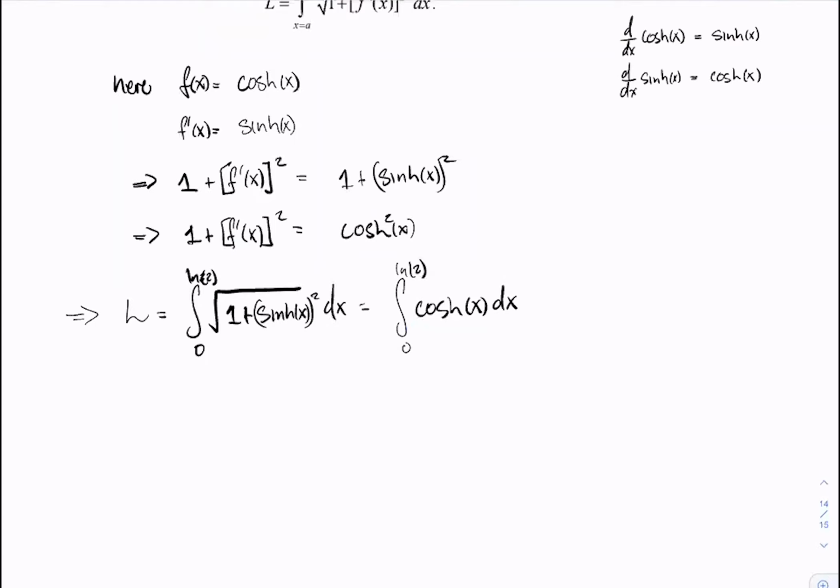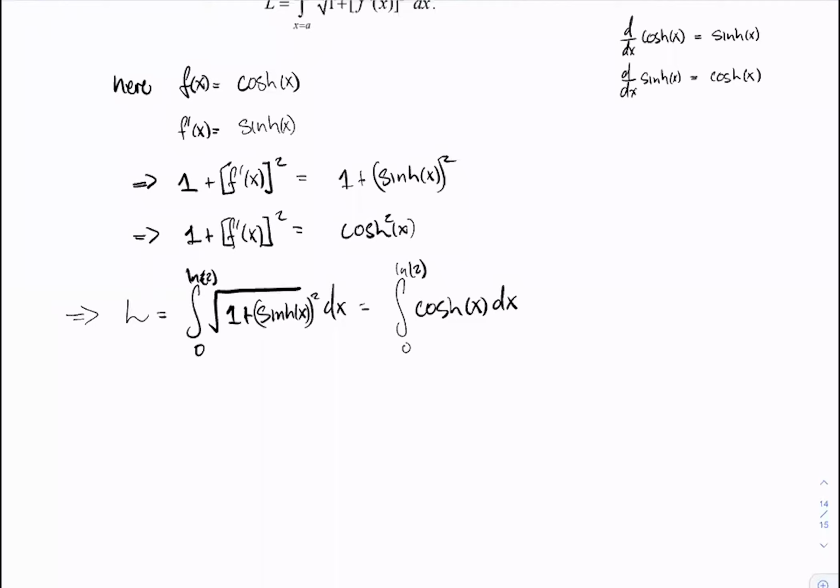Nice. So here we're trying to find the arc length of this integral. And we got the formula from the question, the integral from 0 to ln 2 of the square root of 1 plus sinh of x all squared dx. When we evaluated it, this is what we got. The integral from 0 to ln 2 of cosh of x dx.